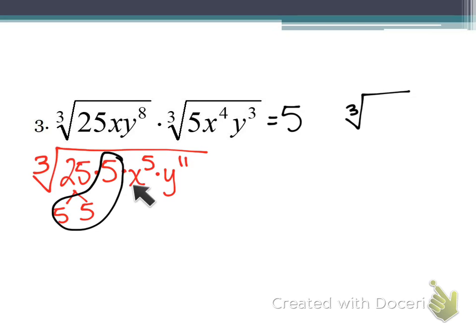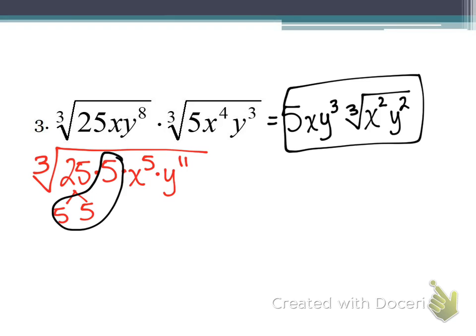X to the 5th. How many groups of 3 do we have? One group of 3. And how many left over? 2. So x on the outside for that one group, x squared on the inside for the leftovers. Y to the 11th. How many groups of 3? 3. So y cubed for those 3 groups. How many left over? 2. So y squared underneath. Do we have questions about it?